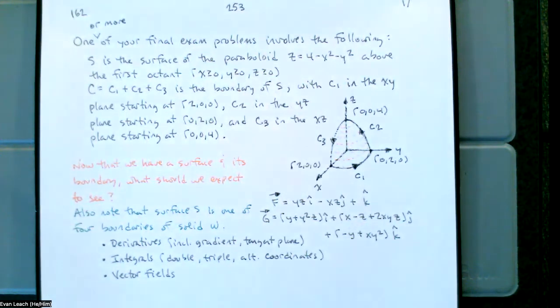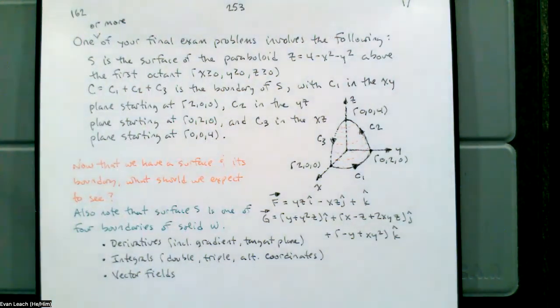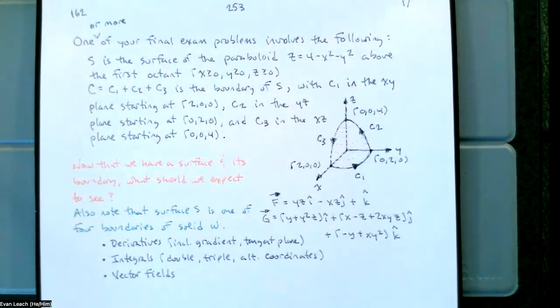My original plan was to give you a choice. I was like, I'll pick one of these vector fields. But I want to give you a minute to think about what your choice is. And by a minute, I mean like a day. So what I want you to do is think about this surface, its boundary, the solid, and that this is one of four boundaries, too.